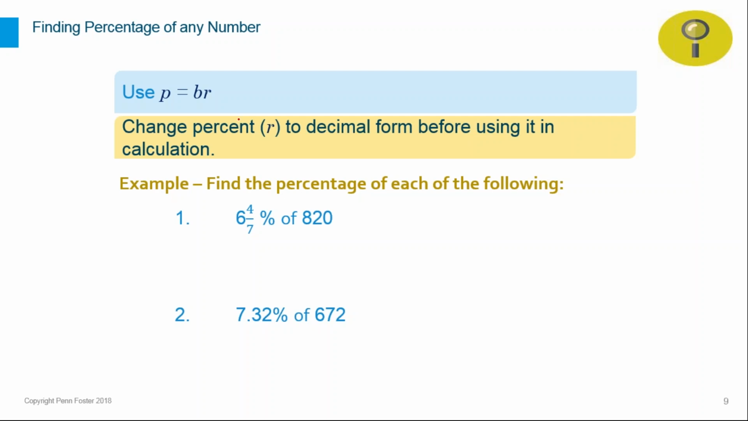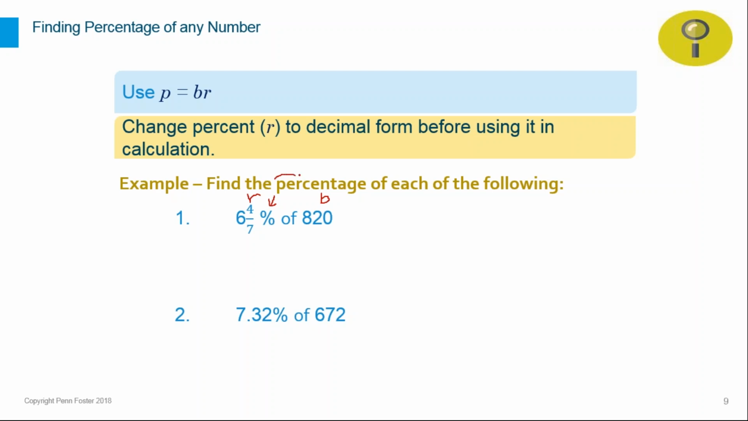Now, suppose that we do not know. Looking at the question itself, can we identify what is 820 and what is 6 4/7? Is it P, B, or R? So obviously 6 4/7% is the R, is the rate, it's the percent, because we have the percent sign. And then it's telling you this percent of a total number. The total number here is 820. So total number is always the base, the amount that the percent is applied to. So B in this case is 820.